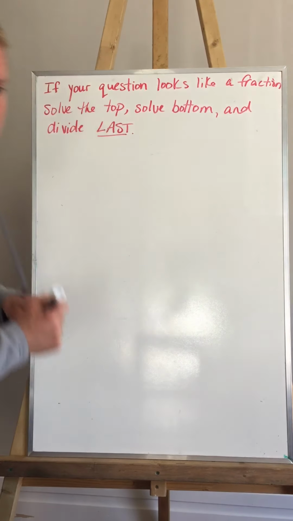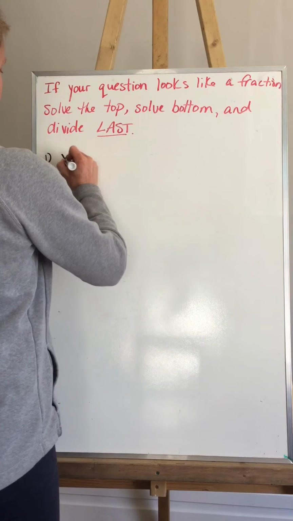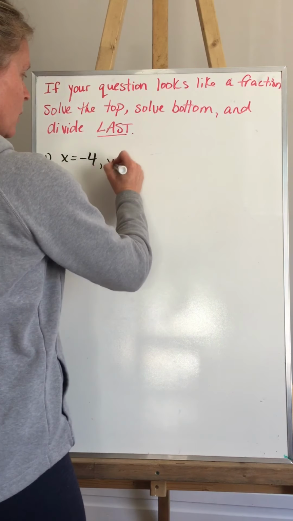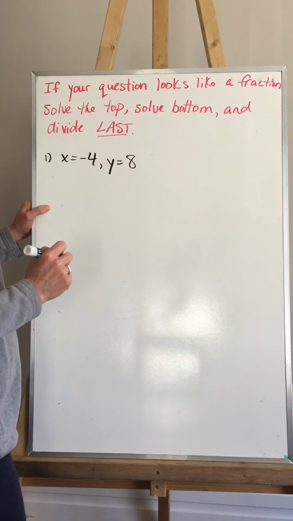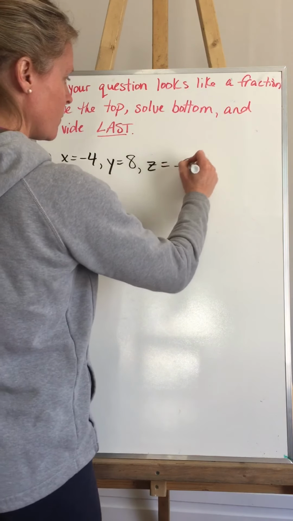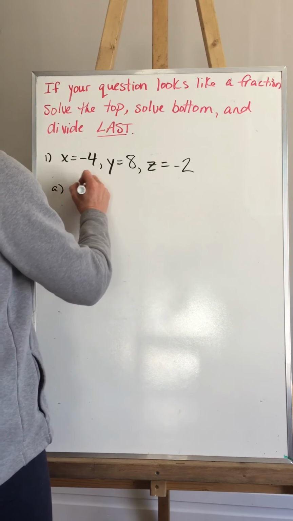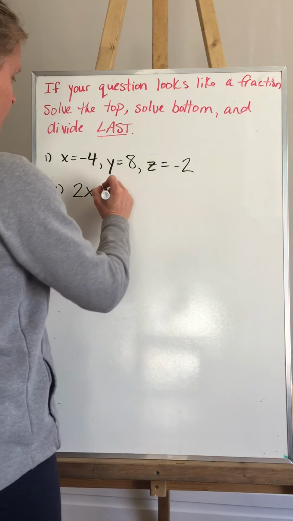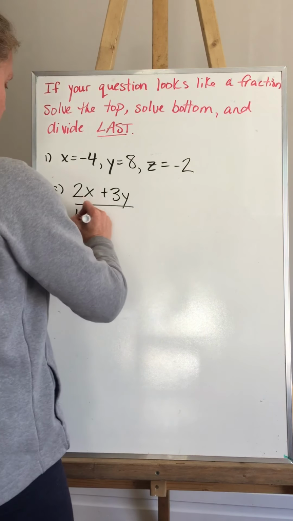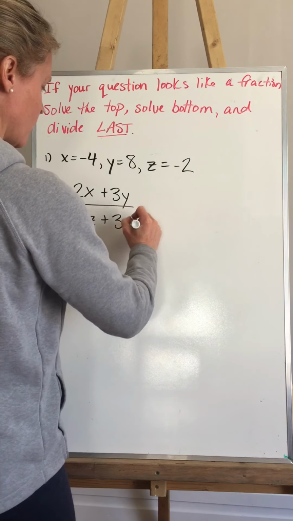So let's see here. For the first question here, x is equal to -4, okay, y is equal to 8, and z is equal to -2. Okay, so the question we're going to do is 2x plus 3y divided by 4z plus 3y.